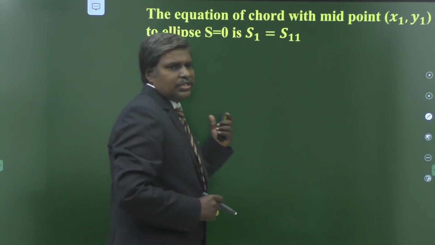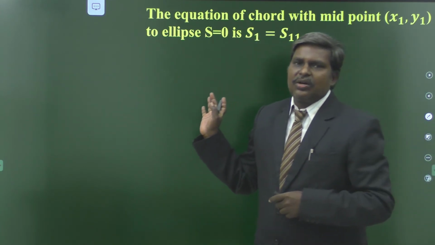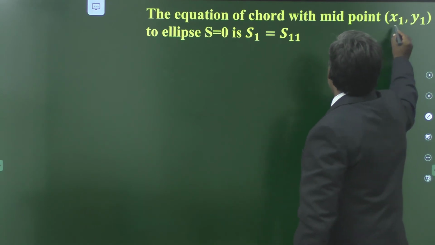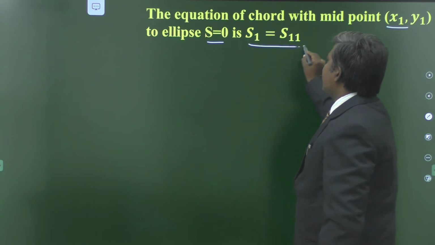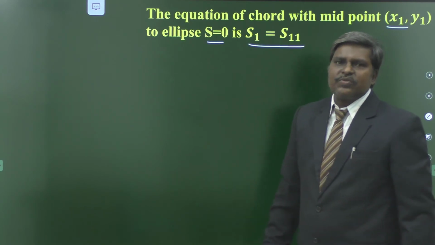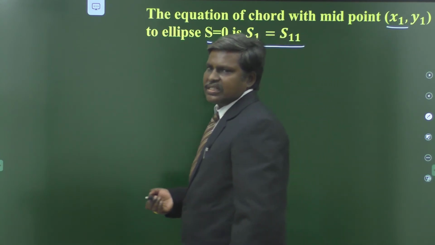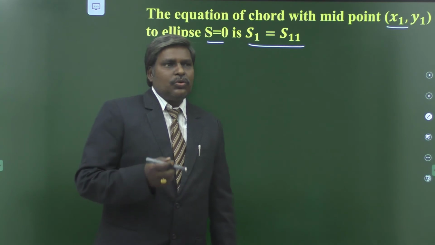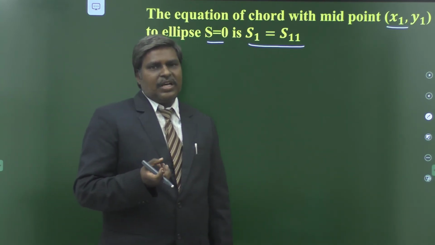So those are the questions related to the normals. Let us move to another concept. This is the equation of chord with midpoint x1 comma y1 to the ellipse S equal to 0: S1 is equal to S11. Yes, this is a new concept for you. Up to now we discussed the problems related to the normals. Understand? So what is the equation of normal at x1 y1?